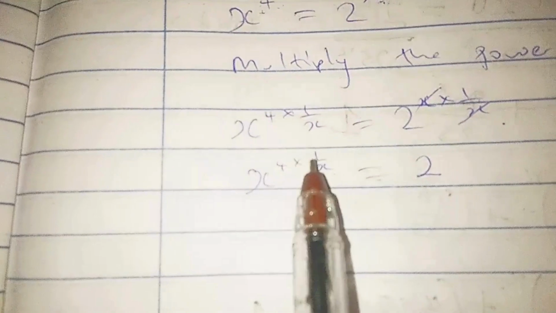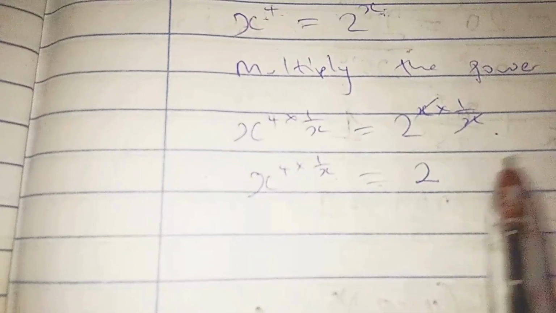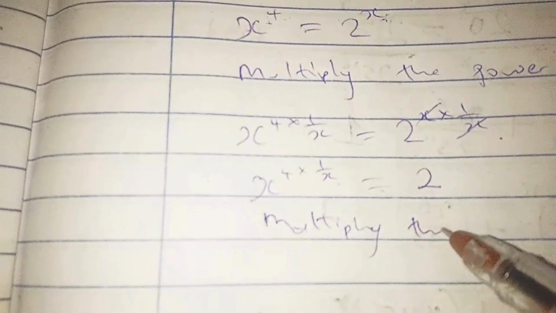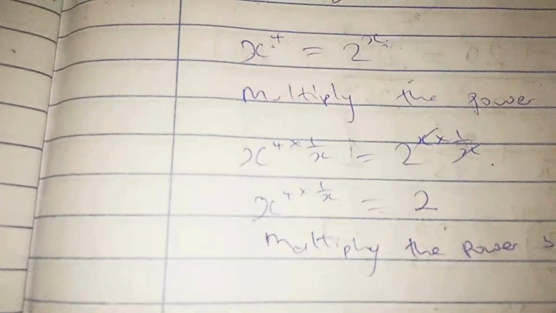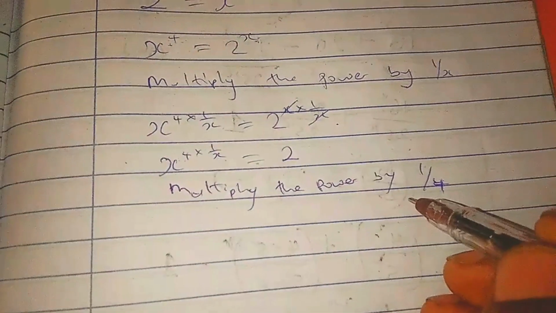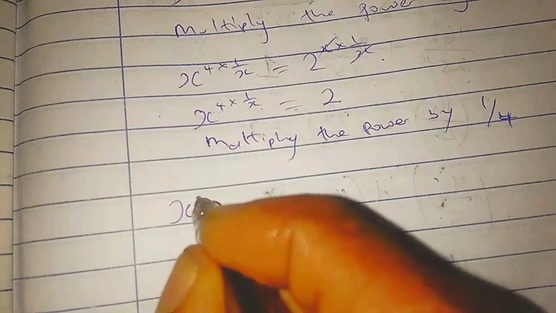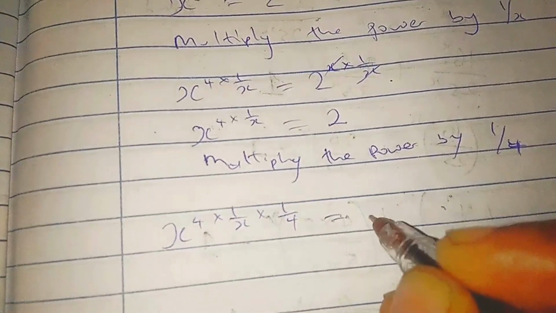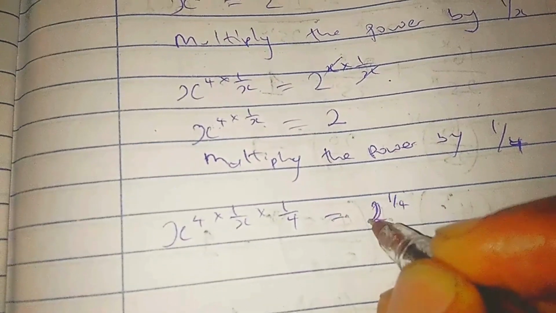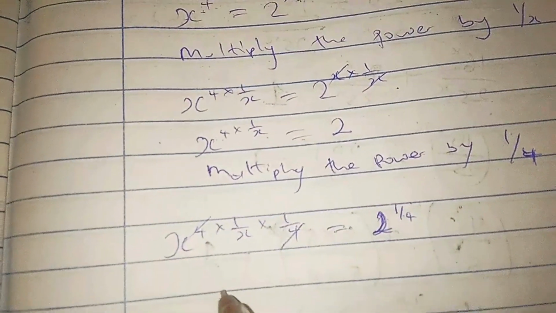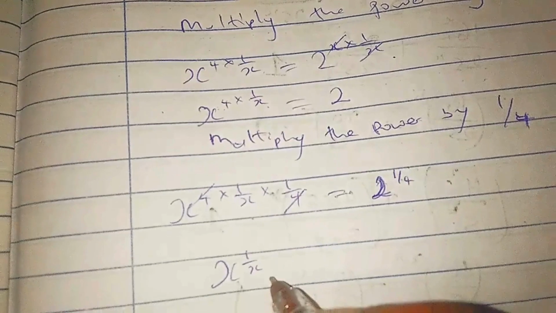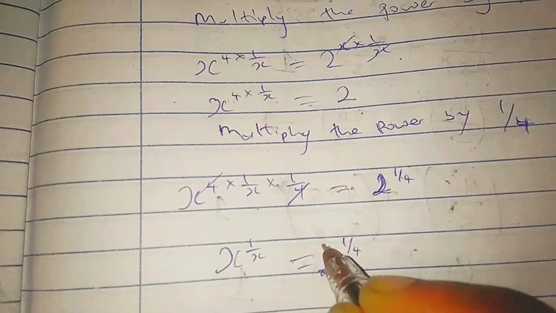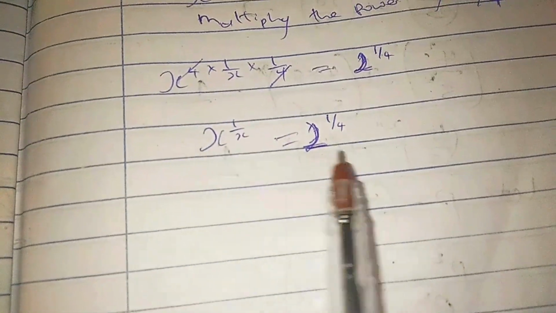2. Now we need to move this 4 from this place to this place. So the same thing we do, we multiply the powers by 1 all over 4, which is the inverse of 4. So it will become x raised to power 4 times 1 over x times 1 over 4 should be equal to 2 raised to power 1 over 4. So this 4 cancels this 4. So at this point we have x raised to power 1 over x is equal to 2 raised to power 1 over 4.